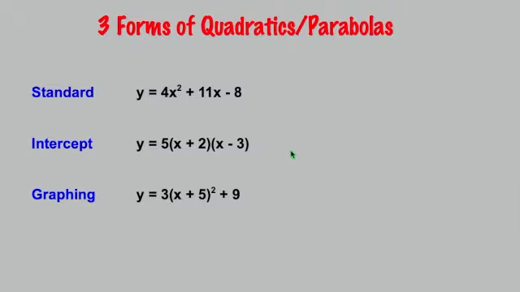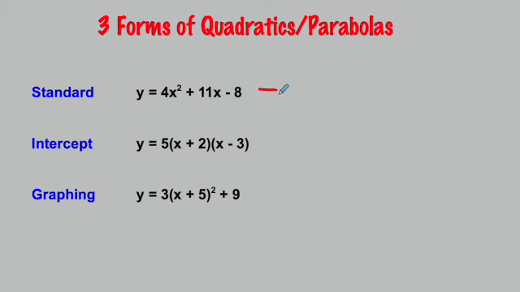It turns out that there's three different forms of quadratics, or what we also call parabolas. One is called the standard form, we have the intercept form, and also the graphing form. And these are examples of what those might look like. So standard form is what you're going to most commonly see.